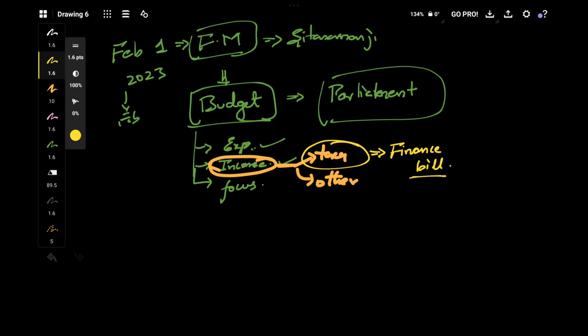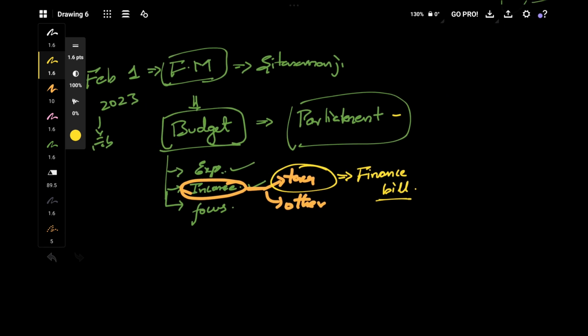Why? It isn't passed yet, it isn't passed from the Parliament. Okay, it's in budget stage now. So this finance bill is in this budget. Here the finance bill is also there, that's relating to income, that too only relating to taxes. So these things she'll carry to parliament.